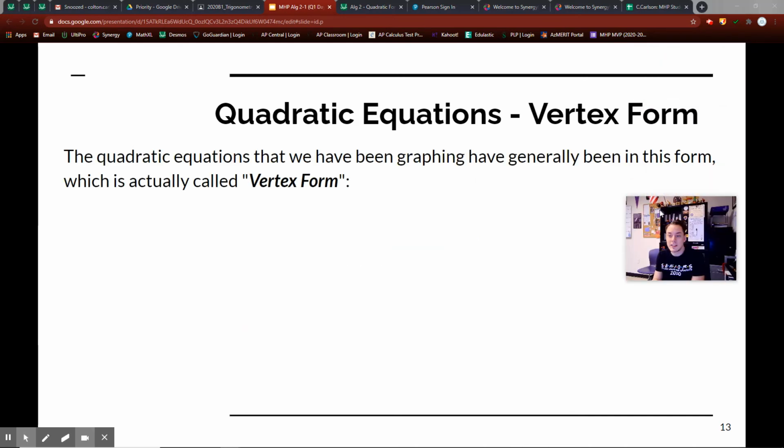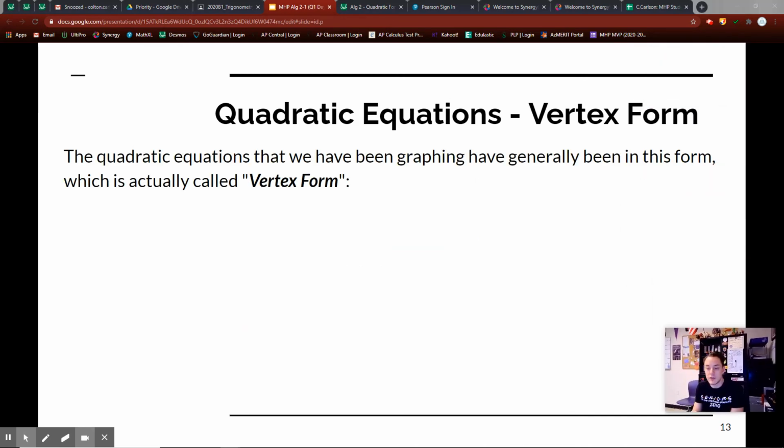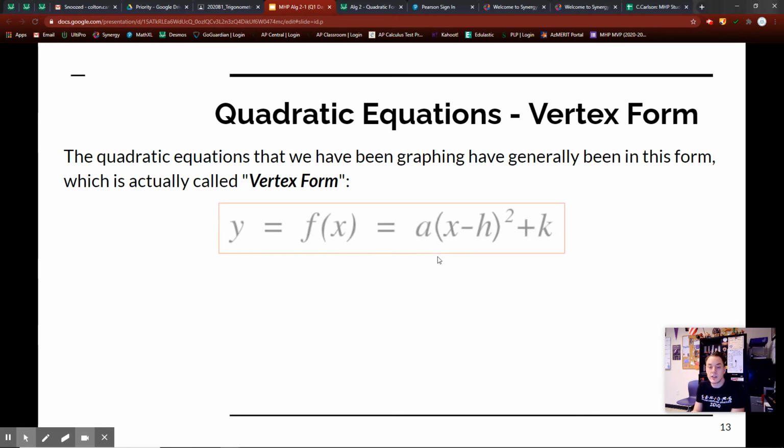Awesome. So now let's get to our primary thing, vertex form. What is vertex form? It's commonly called vertex form because you can actually retrieve your vertex from this form. So it's y equals f of x, which also equals, because y and f of x mean the exact same thing, a times (x minus h) quantity squared plus k. This is your vertex form.